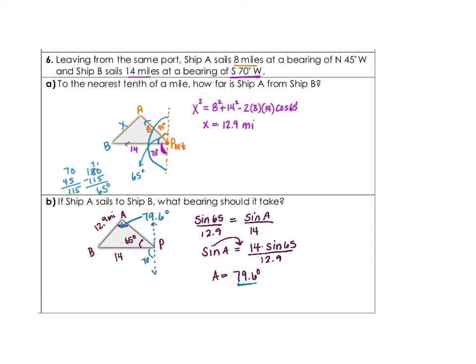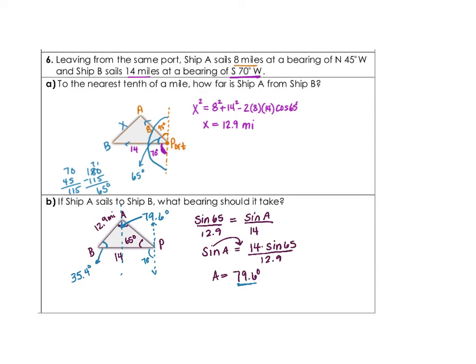That was given to us. If we knew this portion here, then we could probably line up and find the bearing, that angle, or the bearing that ship A should take. So this remaining angle, if we add and subtract from 180, that remaining angle is going to be 35.4 degrees.